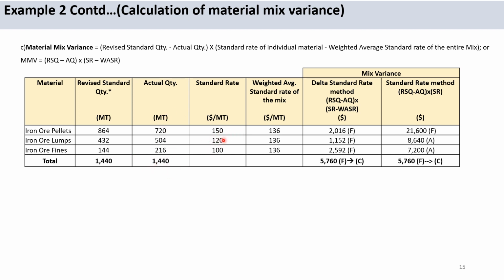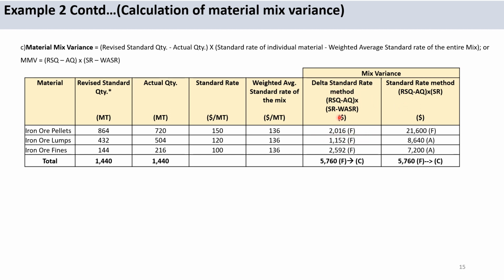Standard rate is 150 for pellets, 120 for lumps, 100 for fines, whereas the weighted average mix rate is 136, which we calculated earlier. So here pellet is the costlier material, and of the costlier material we have consumed less. So there is a favorable variance as per the standard rate method as well as the delta standard rate method.